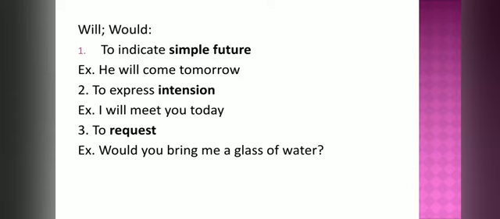Will, would. Will and would are modal auxiliaries which help to indicate simple future, intention and request. Say for example, he will come tomorrow. Here, will expresses simple future. I will meet you today. In this example, will expresses intention of the speaker or the writer. Would you bring me a glass of water? Here, would indicates the request. The speaker is requesting someone to get a glass of water, for which he or she says, would you bring me a glass of water?